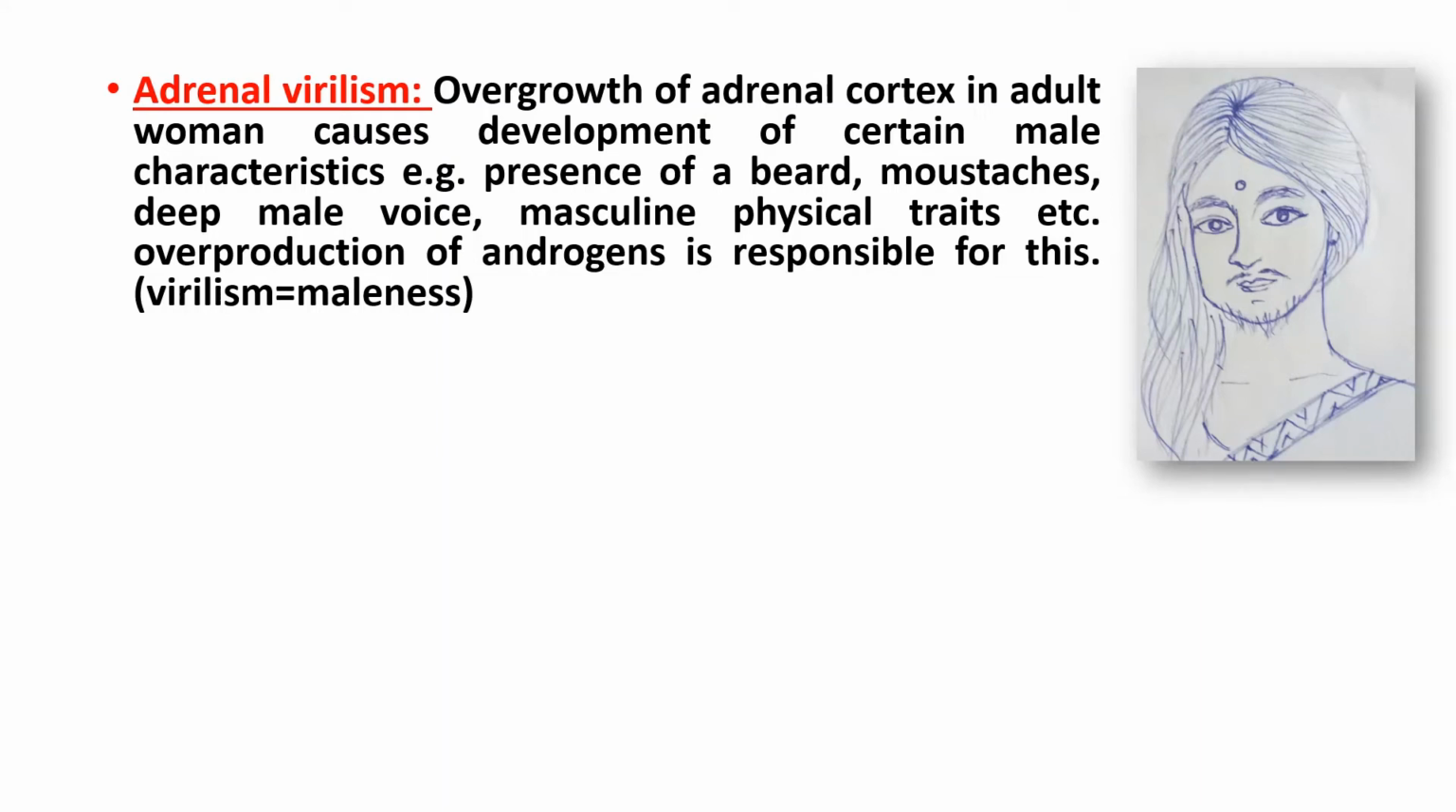Then what will happen is, as there is an overgrowth of adrenal cortex, the cortical cells will produce more androgens, and the ratio between androgens and the estrogen will be imbalanced. As a result, the lady will develop some maleness or male characteristics. Virilism means maleness, such as presence of beard, moustaches, deep male voice, masculine physical traits, etc. So, the main reason behind the adrenal virilism is overproduction of androgens.